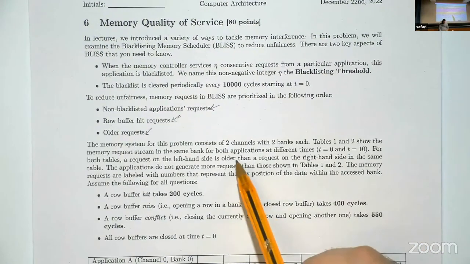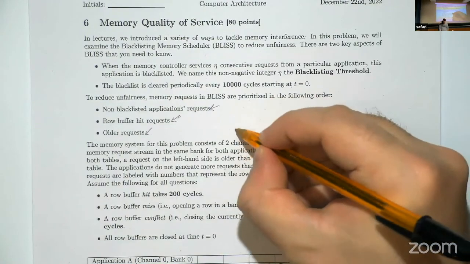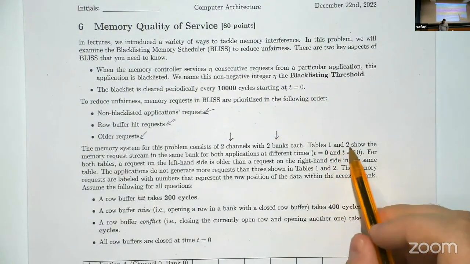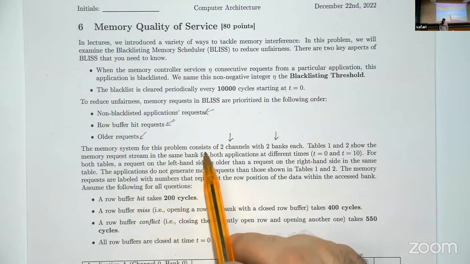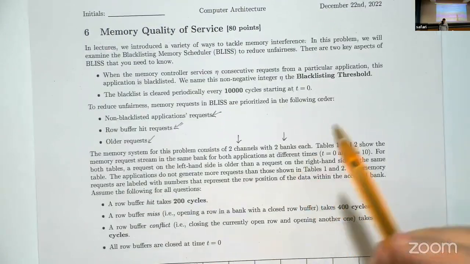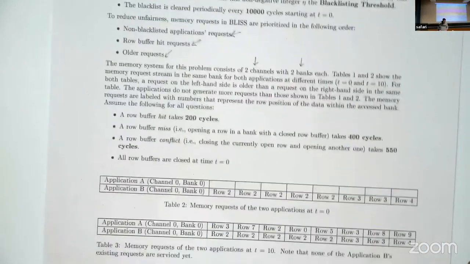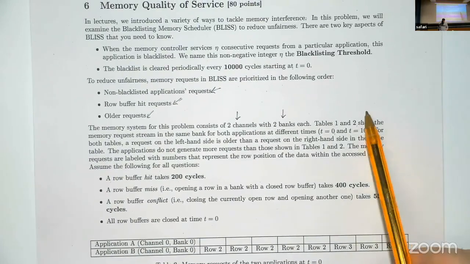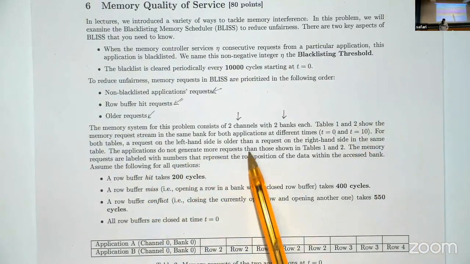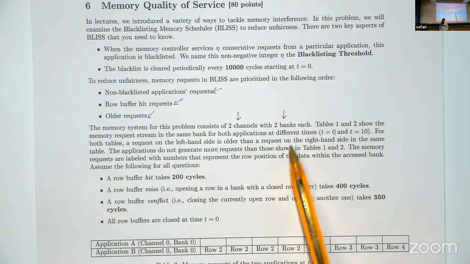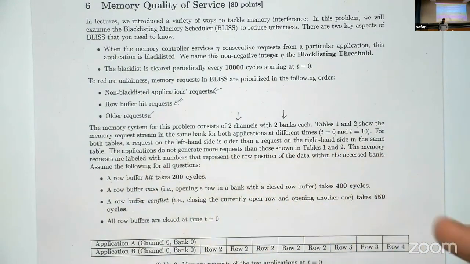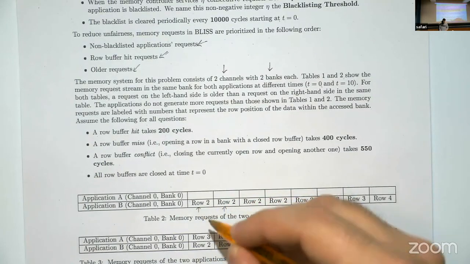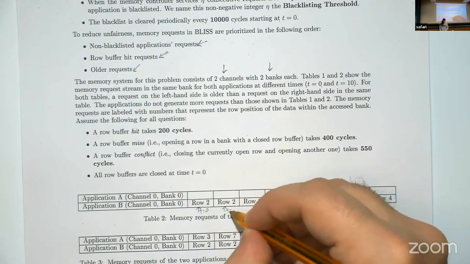So let's see what the description says. We have a system with 2 channels and 2 banks in each channel. And tables 1 and 2 show the memory request stream in the same bank for both applications at different times, t equals 0 and t equals 10. And this is the stream that you can see. And it says that for both tables, a request on the left-hand side is older than the request on the right-hand side in the same table, which means that this request is older than this request. So if this was issued, let's say at t equals 0, this was issued at t equals 1.